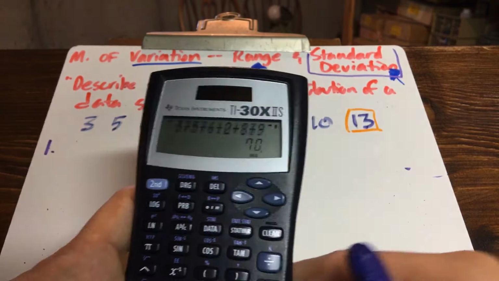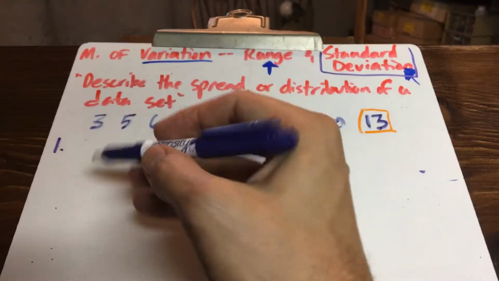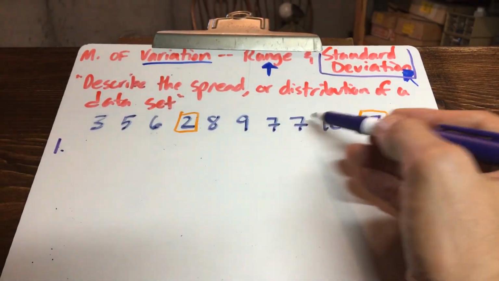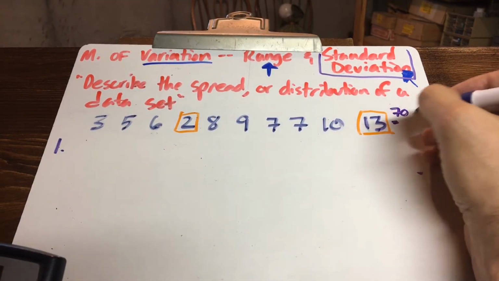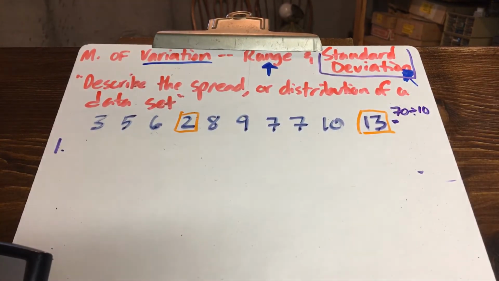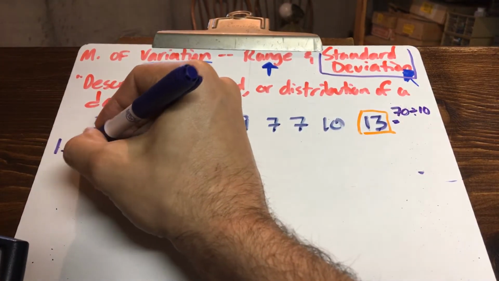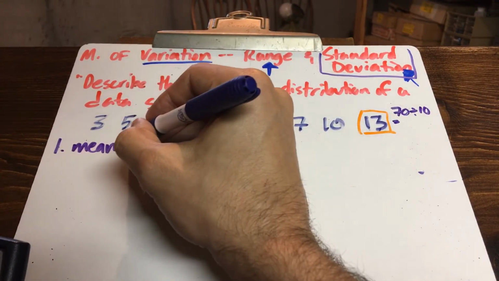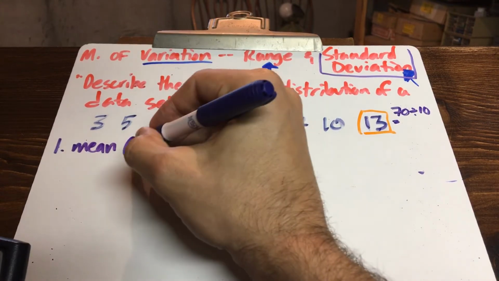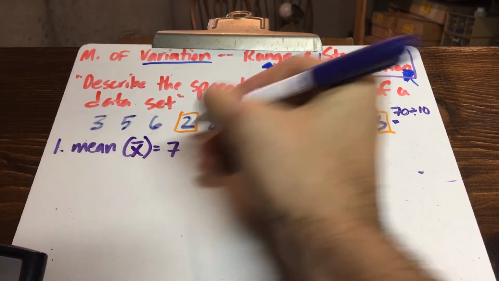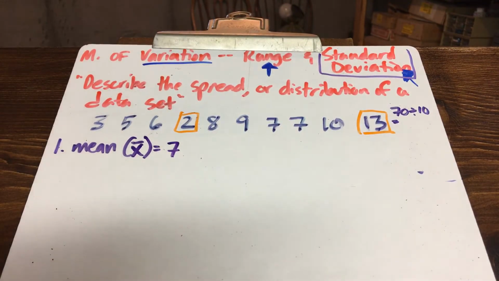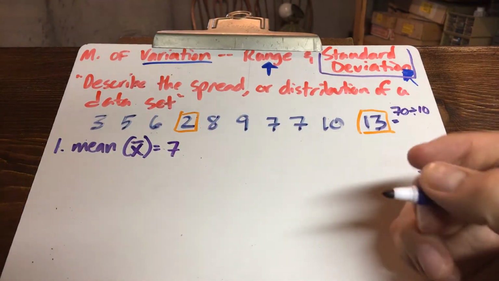I'm doing all the numbers. I got 70, right? 70 divided by 1, 2, 3, 4, 5, 6, 7, 8, 9, 10. Oh, okay, that's easy. So 70 divided by 10 is 7. So my mean, or remember what we call it, x bar, the mean is 7, right? 70 divided by 10. Okay, step 1. Done. I did the mean.